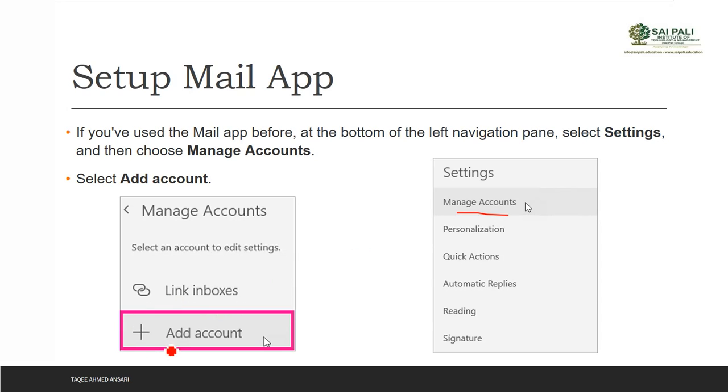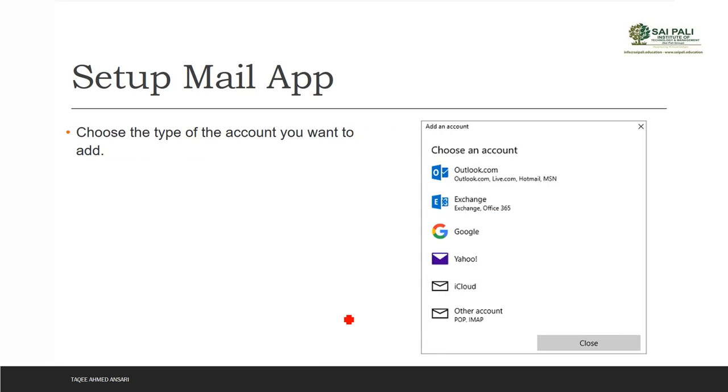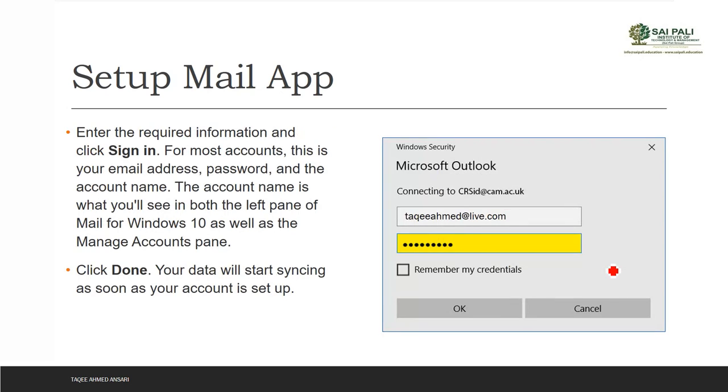Now if you are using it the first time or you are adding one more account, when you select add account, it will open this option to choose the account, whether you want a normal Microsoft account, an Exchange Office 365 account, a Gmail account, a Yahoo account, iCloud, or a third-party POP or IMAP account. Remember, these accounts need extra configuration. Then provide your username and password, press OK, and done.